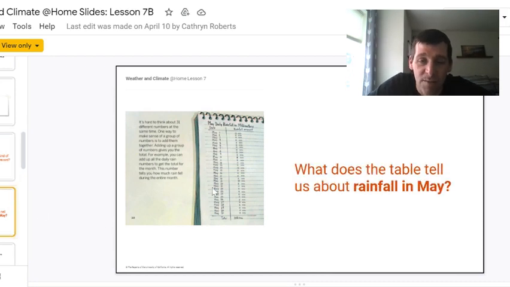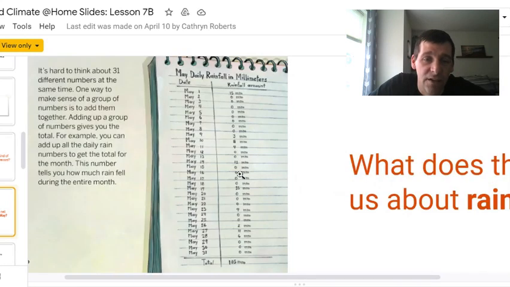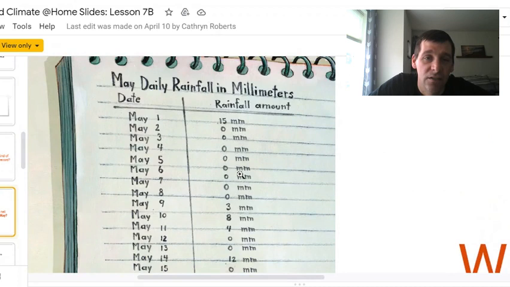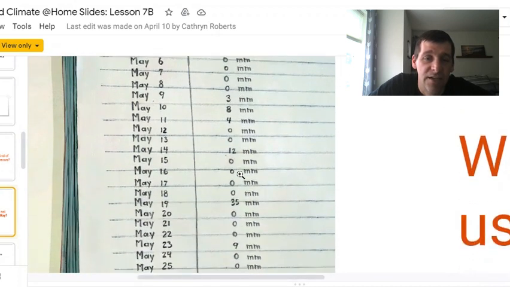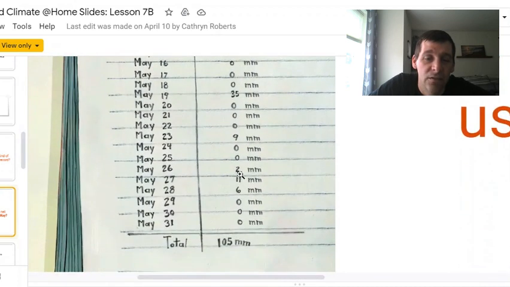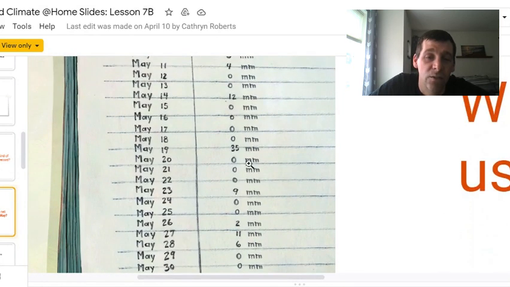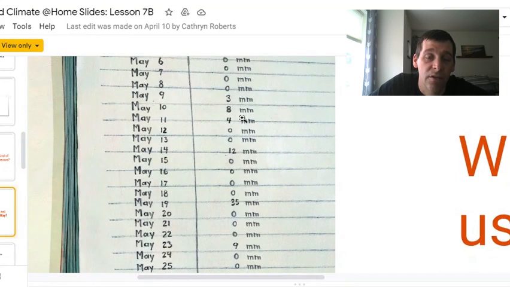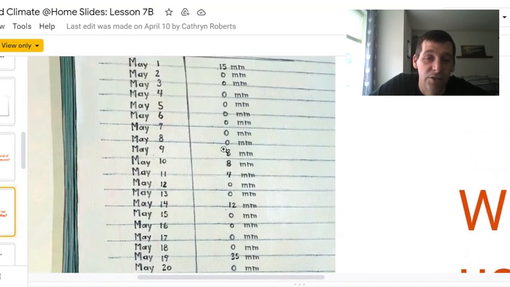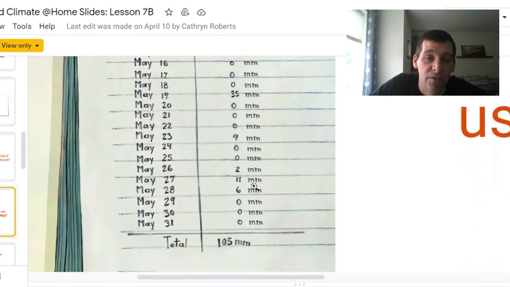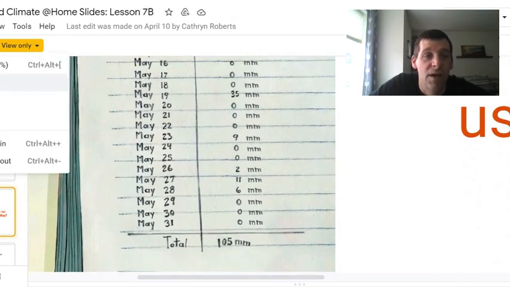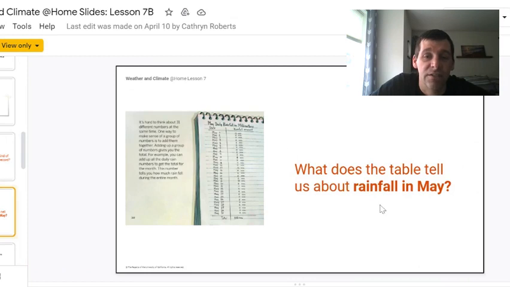What does the table tell us about rainfall in May? So if I were to zoom in here a little bit, kind of zoom in here, what does that tell us? What can I see here? Can I find any patterns in here? 105 millimeters. I got a bunch of zeros in here. Got one that's really high, a couple that are a little higher, three that are double digits, a couple others though, and then we get ourselves all the way up here to 105. What does that tell us about the rainfall in May?